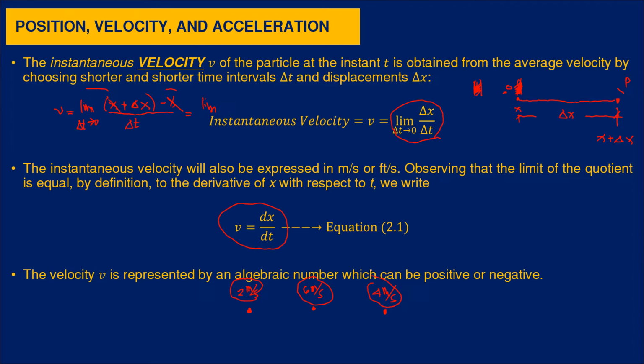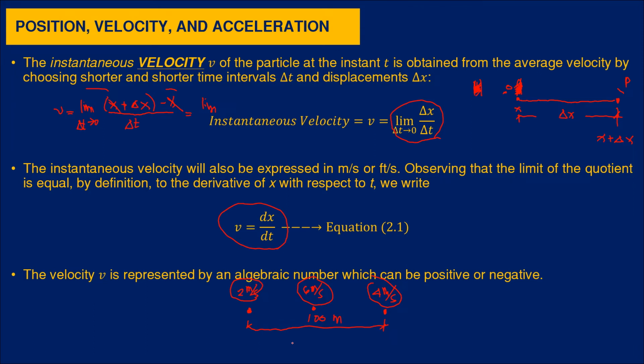Okay? Now, the average velocity depends on the time interval, on how long it took the particle to reach from this point to this point. Say the distance between these points is 100 meters.